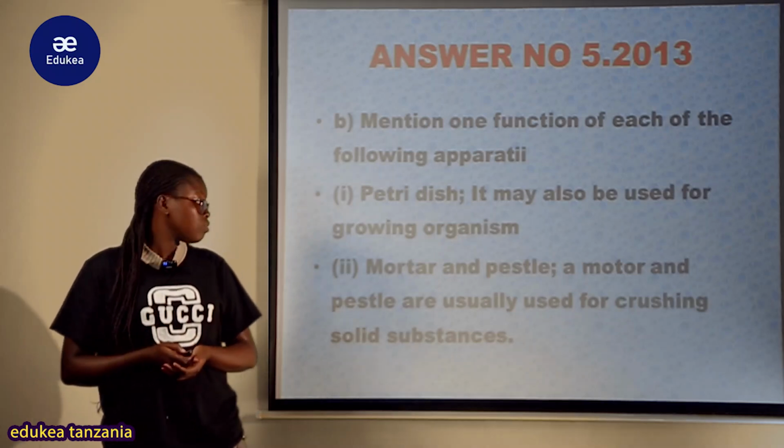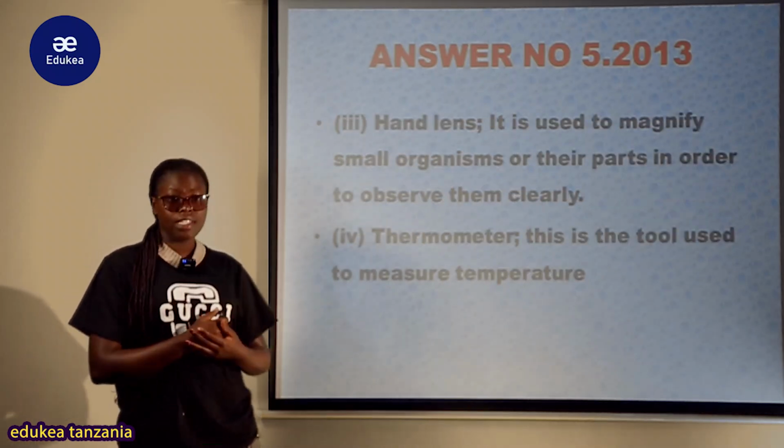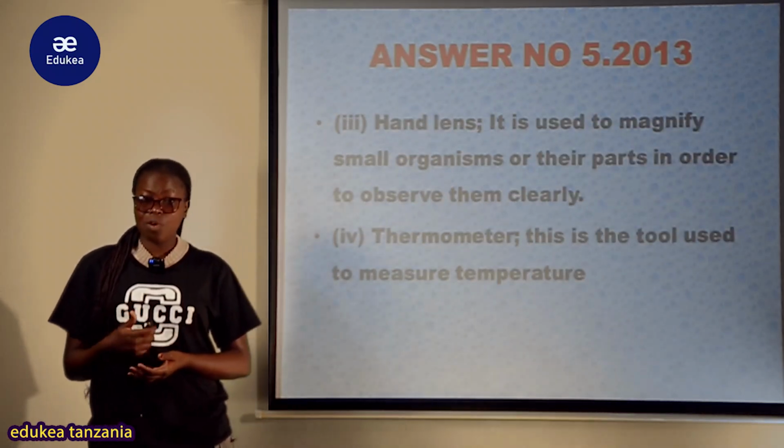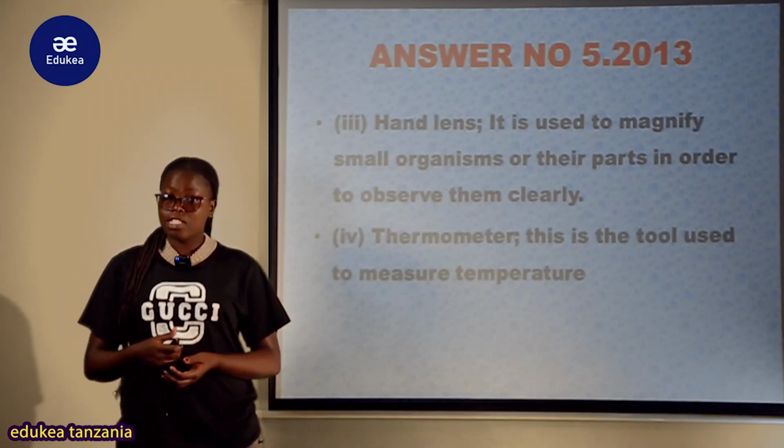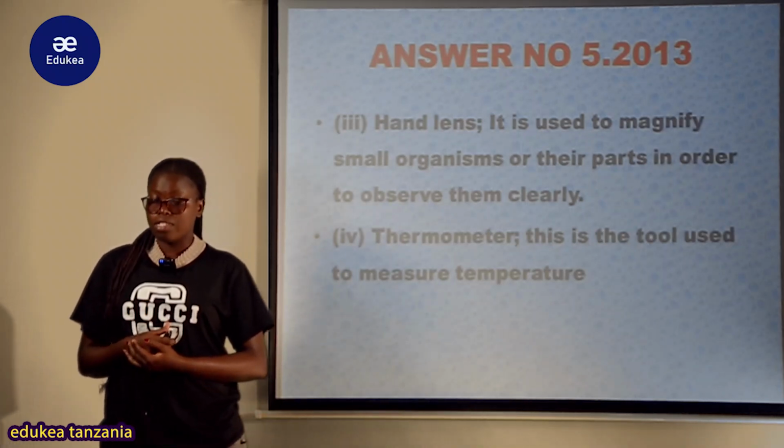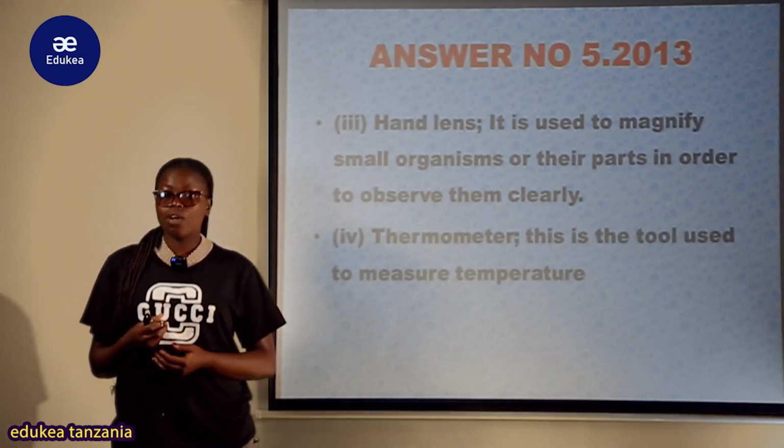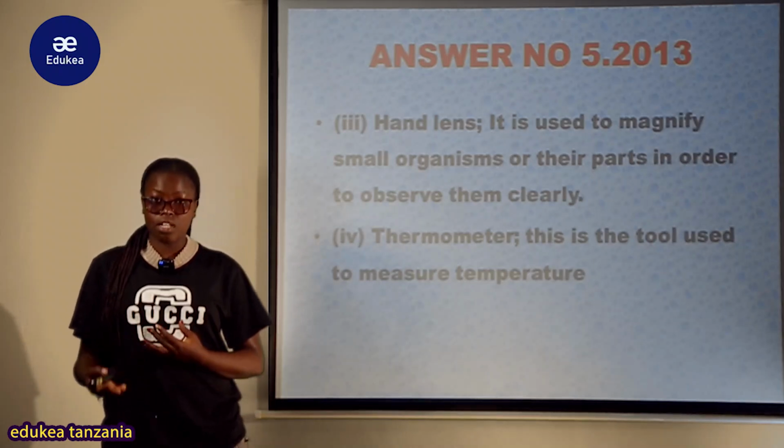So these are the functions. Also another one is the hand lens. The lens's main work is magnification of a specimen which cannot be seen by the naked eyes. So it helps to magnify, and this part is called magnification.